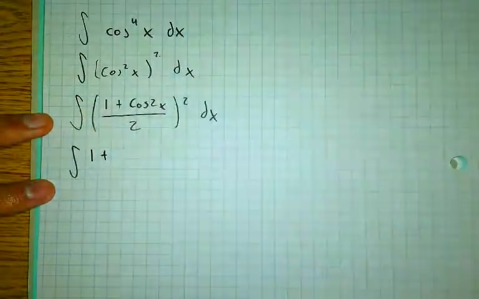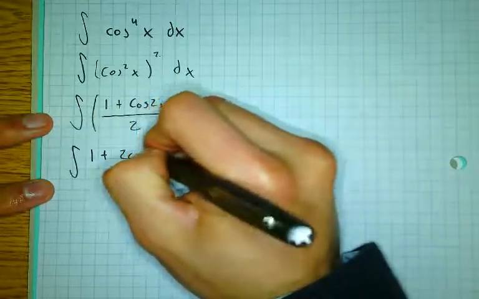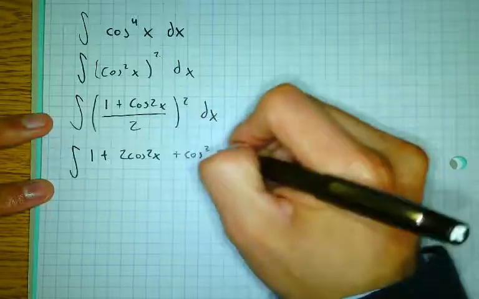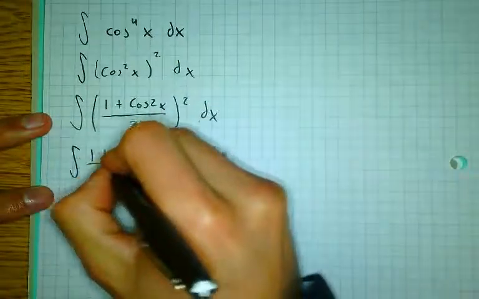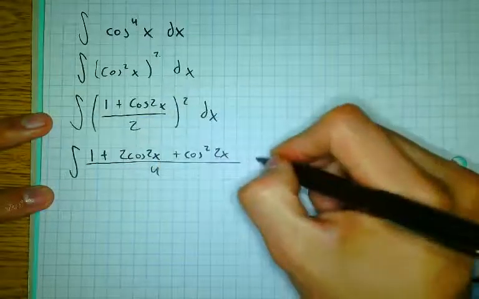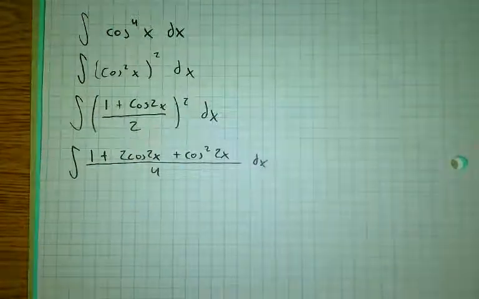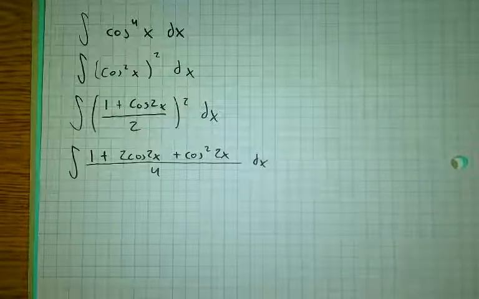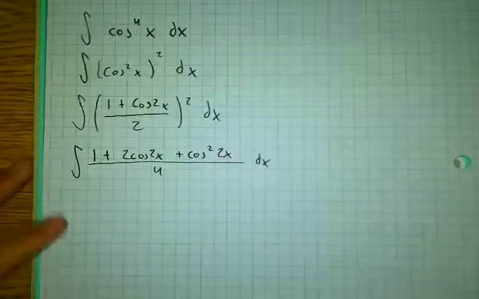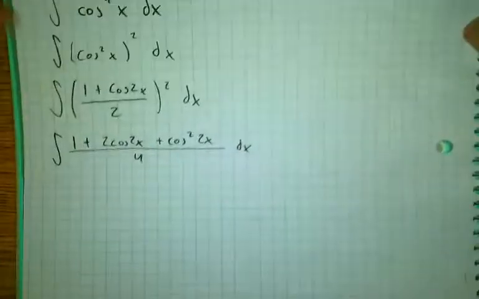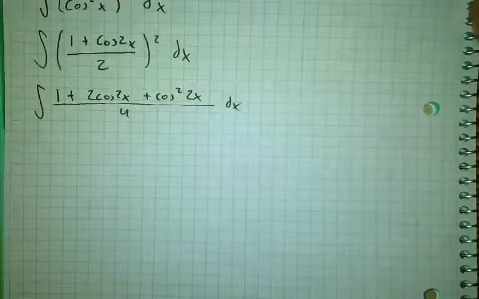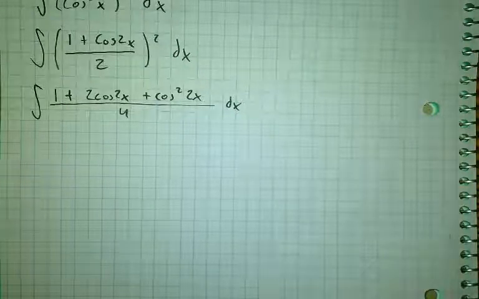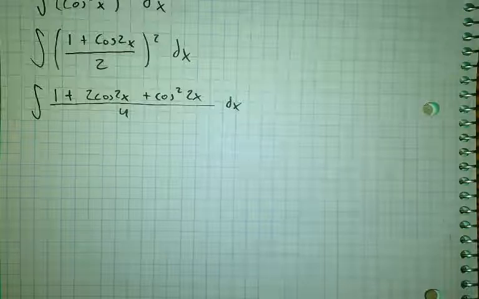1 plus 2 cosine 2x plus cosine squared 2x over 4 dx, right? Okay. But now what? There's a couple things I can do. First, I can pull out a what? I can pull out a 1/4.